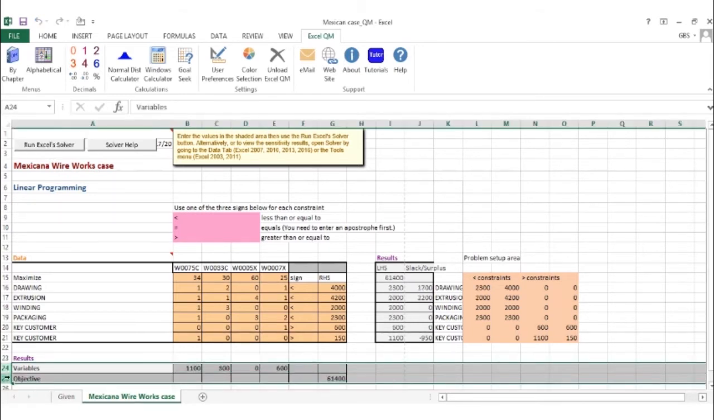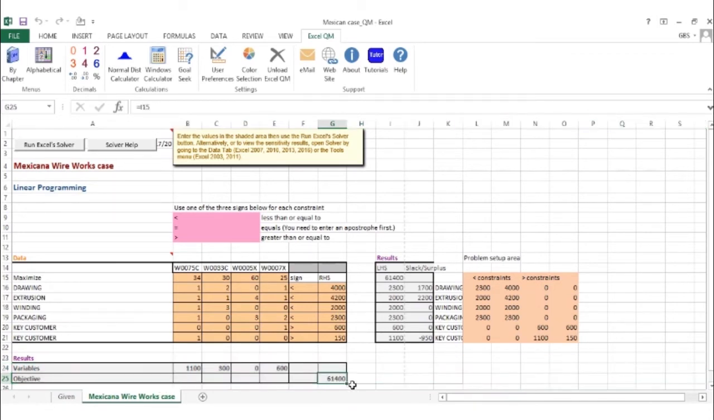With these results, Ron Garcia can now recommend that in order to produce a maximum profit of 61,400, the company will only manufacture 1,100 W075C product, 300 W033C product, 600 W0007X product, and not produce W0005X product.